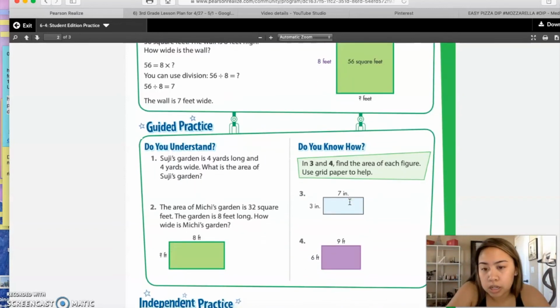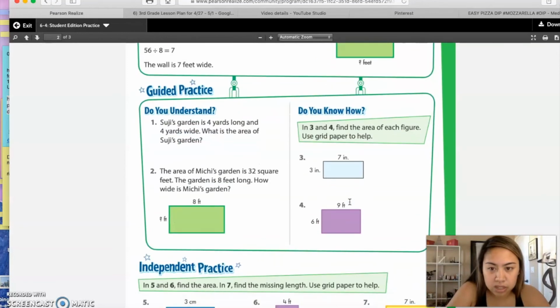So I will go ahead and do 1 and 2 with you. Unfortunately, I can't write anything, so you are going to just have to listen and write at the same time in your books. So number 1 says, Suji's garden is 4 yards long and 4 yards wide. What is the area of Suji's garden? So I would make a box, write the number 4 on the length, and then write the 4 on the width, and then you would just have to do 4 times 4, solve that, and that's going to give you the area. I'm not going to say the answer. You guys can do that.